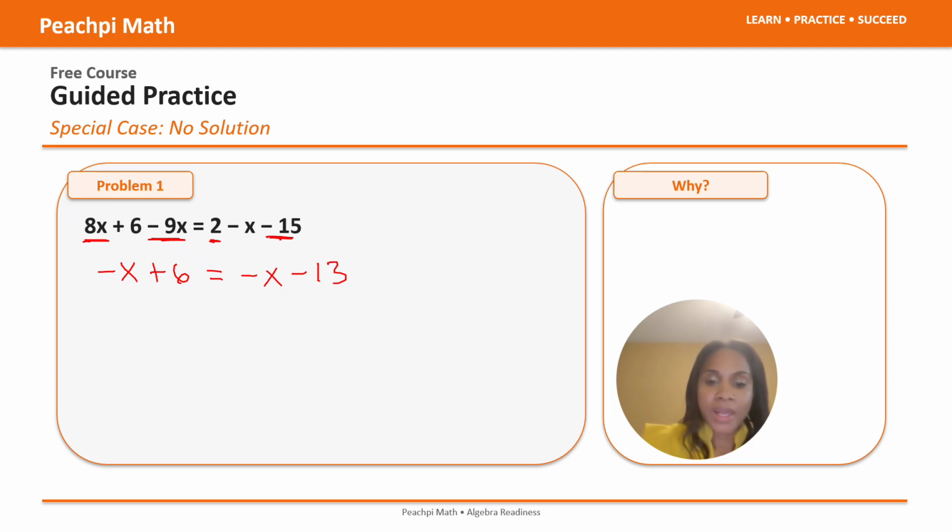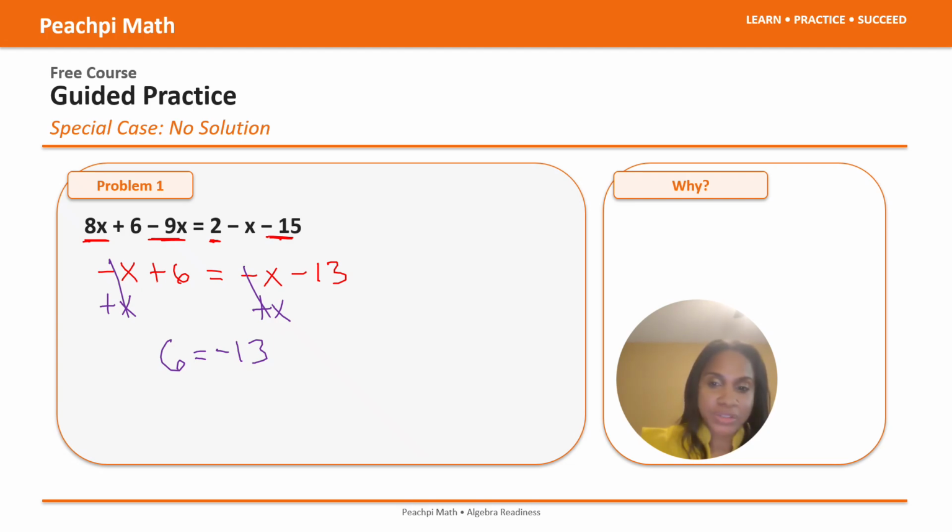All right. Now I want to combine my variables. I always want to do that first if I have variables on the opposite side. So I have a negative x here, and I want to add x to both sides. Negative x plus x cancels, and negative x plus x cancels. So I'm left with 6 equals negative 13. This is not a true statement, so my answer is no solution.